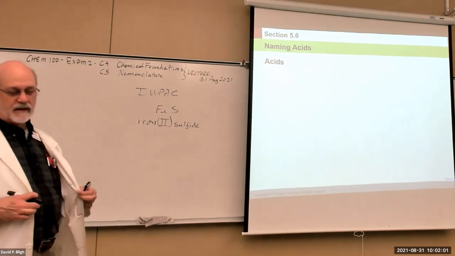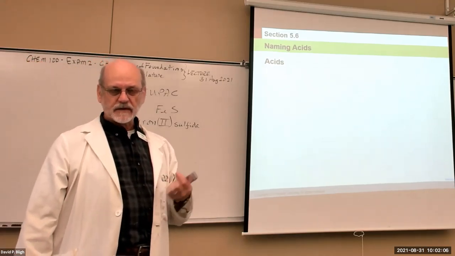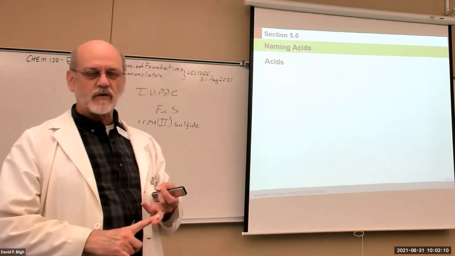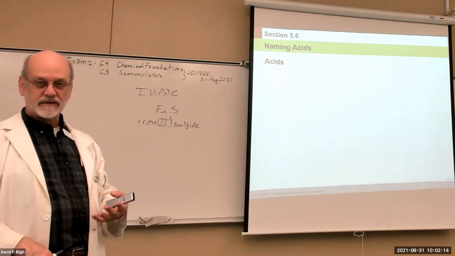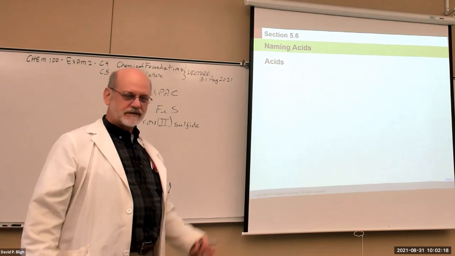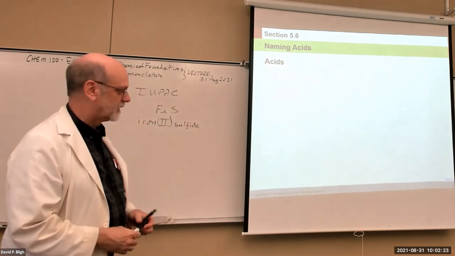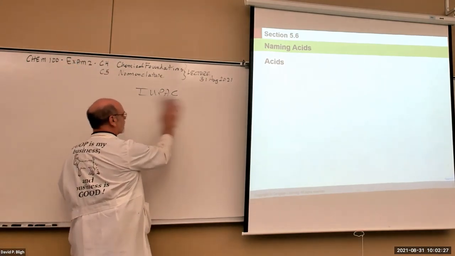But another thing we inherited out of the Middle Ages was acids. Alchemists knew about mineral acids like sulfuric acid, hydrochloric acid, nitric acid, and they named them before we came around as modern chemists. So we sort of had to mold our naming convention around that. So now we're going to learn how to name the acids.